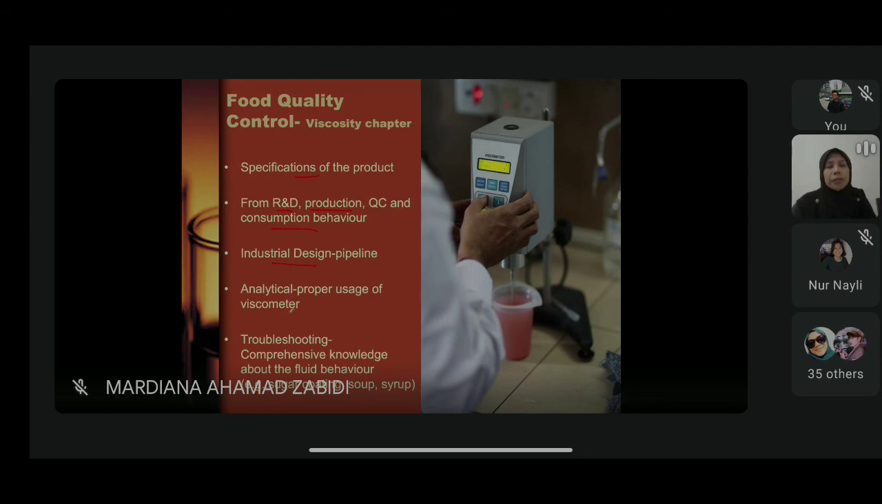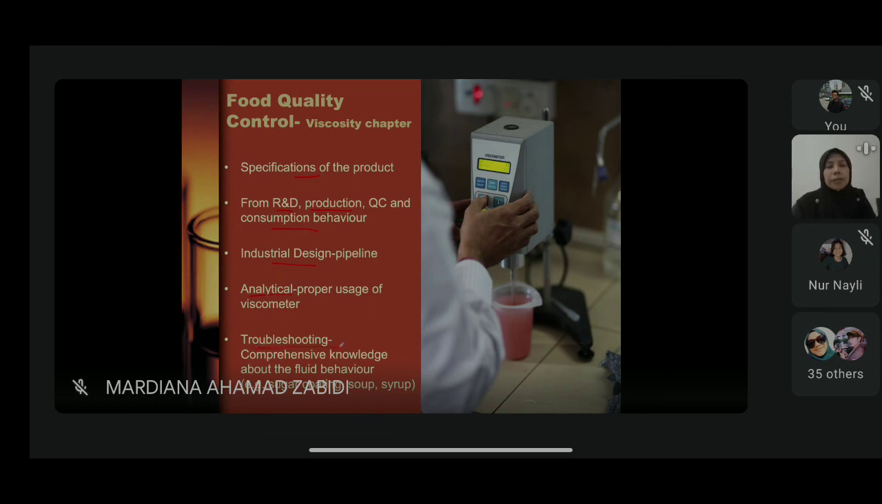And then when we talk about viscometer, normally it is an analytical measurement, by using the proper viscometer. Another purpose of measuring the viscosity: one is whereby you want to achieve the specification of the product. The other one is for the consistency of the product, from the point of view of R&D, production, quality control, as well as consumption. And then in terms of designing the pipeline or pumping system, this viscosity is an analytical measurement, and it is meant for troubleshooting.